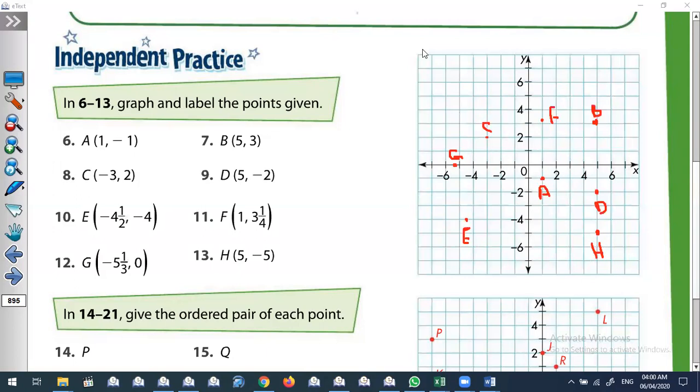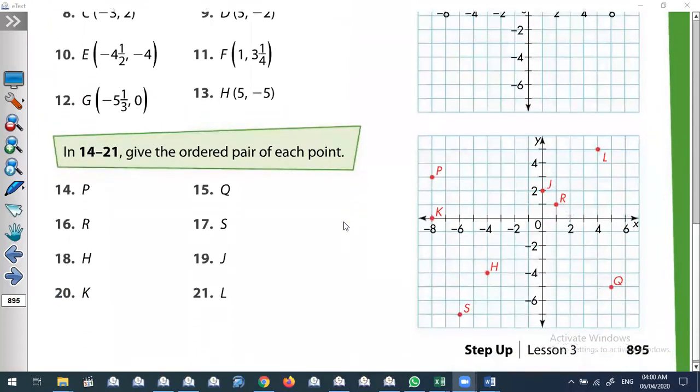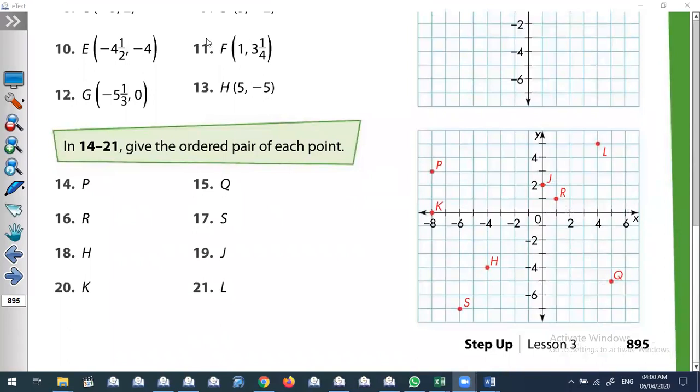Let's see another exercise. Give the ordered pair of each point. Here we have a point and we need the ordered pair. Ordered pair like that. This is called an ordered pair, inside brackets.